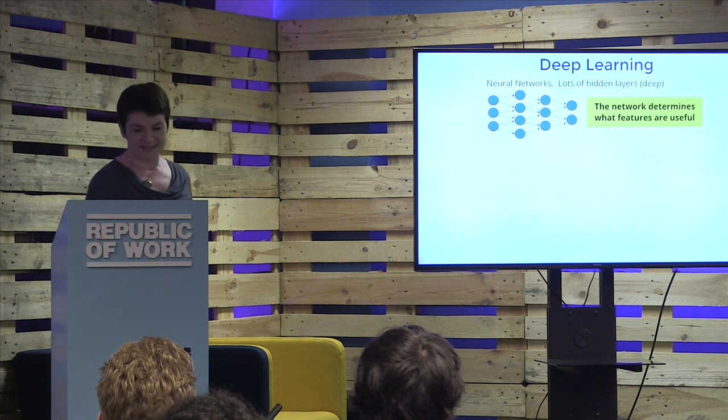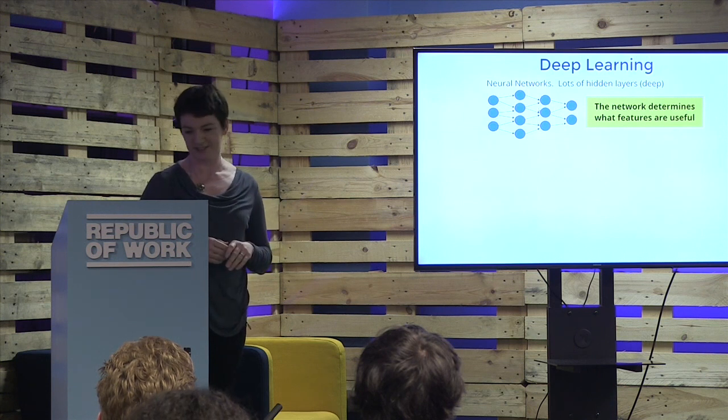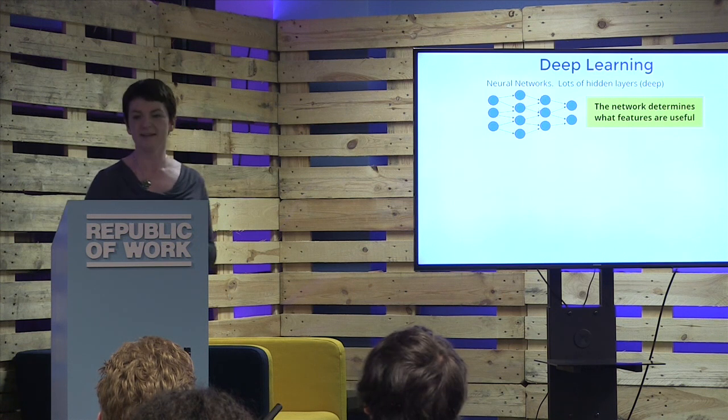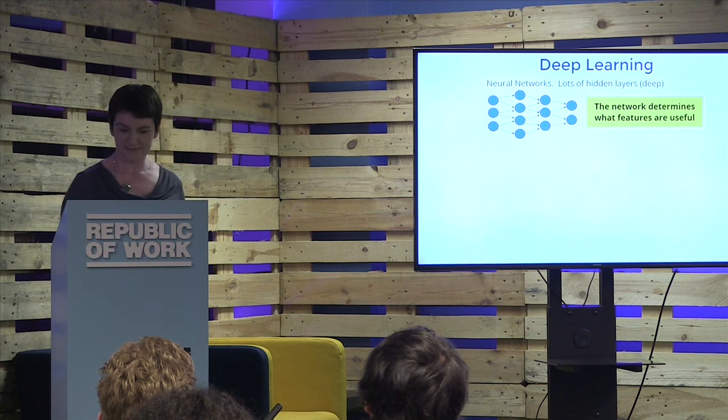And the nice thing about these is that the network determines what features are useful. So you don't have to do any of this handcrafting of features. You just throw in all the labeled data. This is a cat, this is a penguin, this is a dog. And the network should figure out for you what the features of those things are that make them distinct from each other.